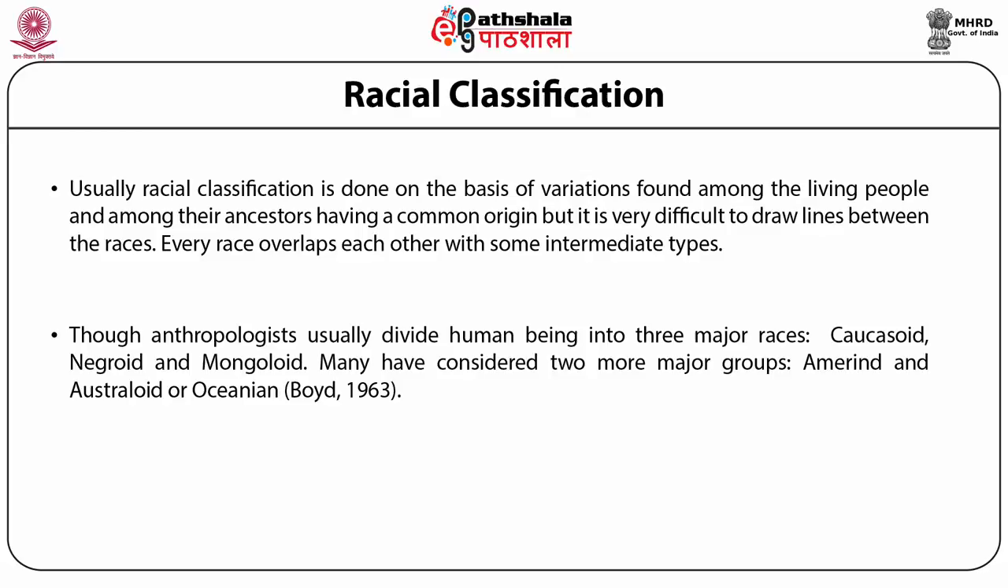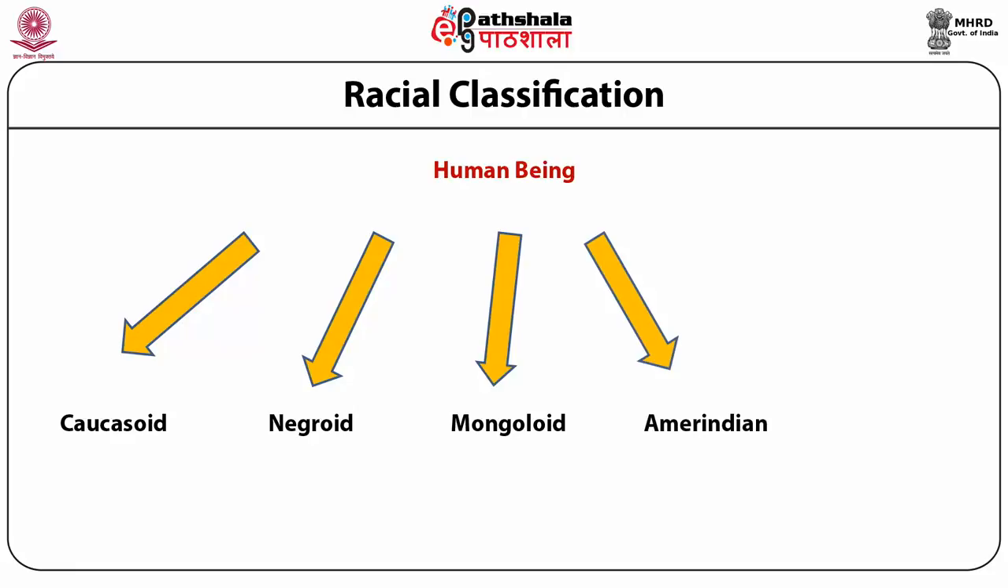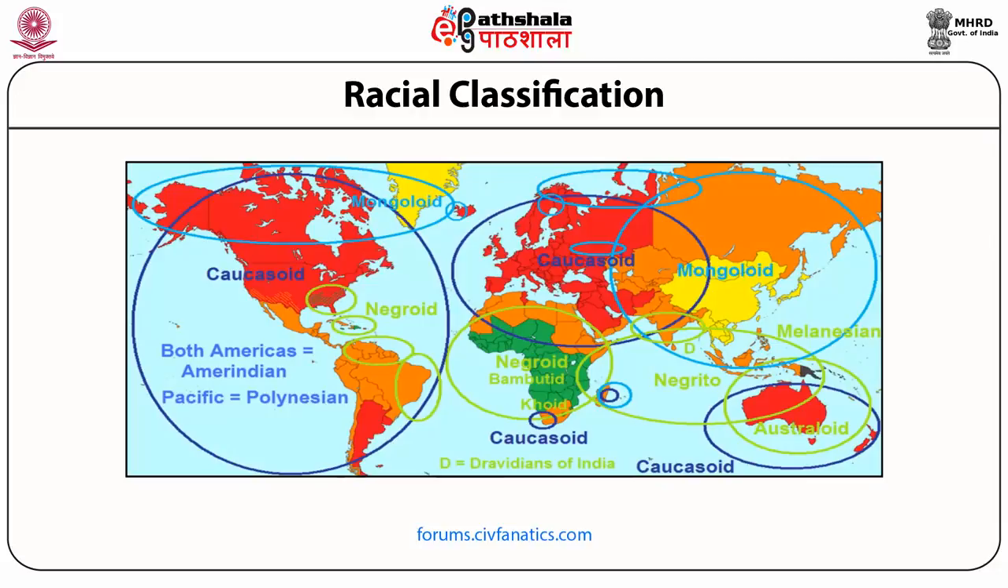A number of racial classifications of human populations have been given, but at the same time, there seems to be no agreement about this classification. Anthropologists mostly divide human beings into races like Caucasoid, Negroid, Mongoloid, American Indian or Amerindians, and Dravidians, and sometimes they include Australoid also, but mostly it is divided into five categories: Dravidian, Mongoloid, Negroid, Caucasoid and Amerindians. This figure explains the distribution of different racial groups, and the encircled areas show the distribution of a specific racial group in each zone.